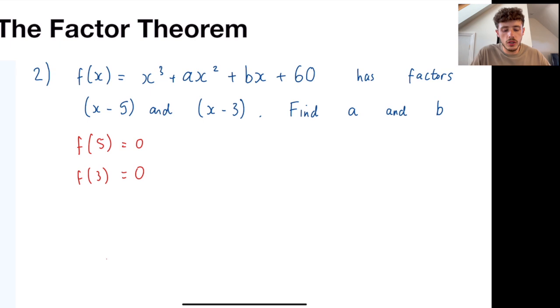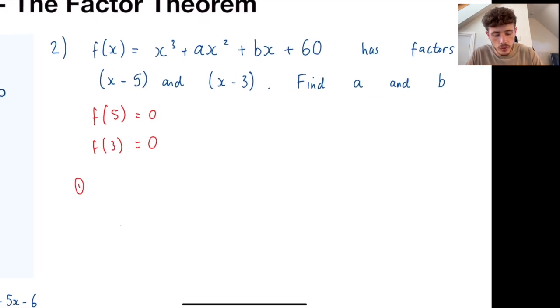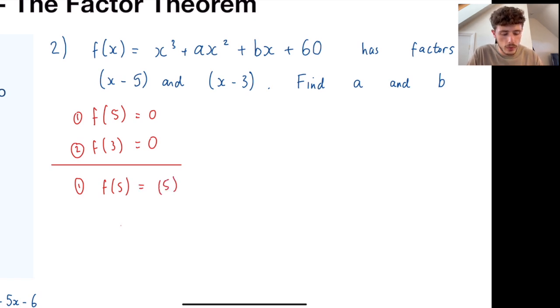So if we substitute the 5 and the 3 into f of x, we can create an equation that equals 0 that is completely made up of only a and b as the unknown variables. So let's do exactly that. So equation number 1 is going to be our 5, and then equation number 2 is going to be our 3. So f of 5 in this case is going to be 5 cubed plus a lots of 5 squared plus b lots of 5 plus 60.